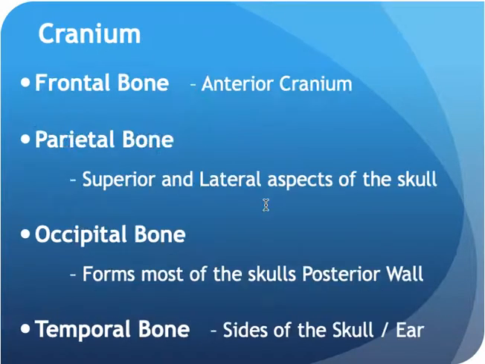So now we get to the cranium, and again, you want to know the main bones first and then branch off and find the really, really small structures. So there's a frontal bone, which is going to be the anterior part of the cranium. There's going to be a parietal bone. It's going to make up the superior and lateral aspects of the skull. You're going to have an occipital bone. It's going to form the posterior part of the skull. And then you're going to have a temporal bone that's going to do the sides of the skull and towards the ear.